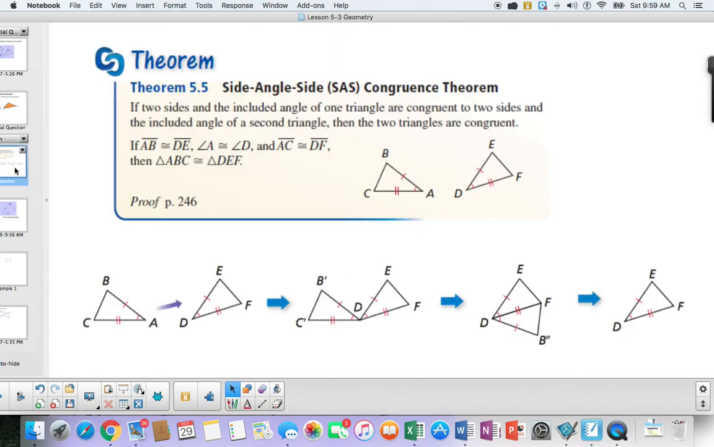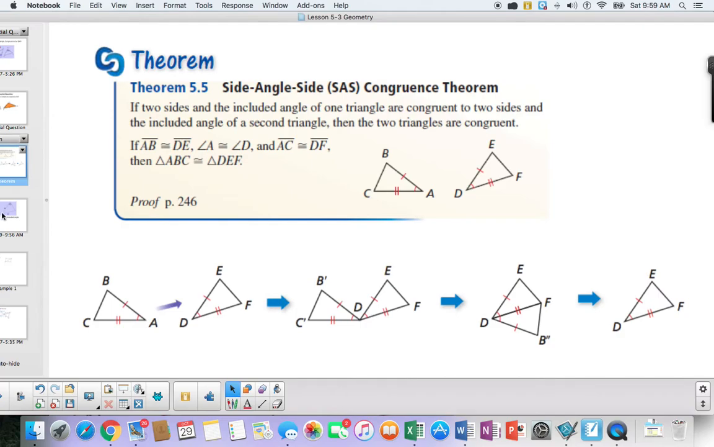Let's go ahead and take a look at the theorem. The theorem is called the side-angle-side congruence theorem, abbreviated SAS. If two sides and the included angle of one triangle are congruent to two sides and the included angle of a second, then the two triangles are congruent. The proof goes like this. We have to use rigid motion to show that just this piece of information, just the two sides and the angle, is enough to get us to do a mapping.